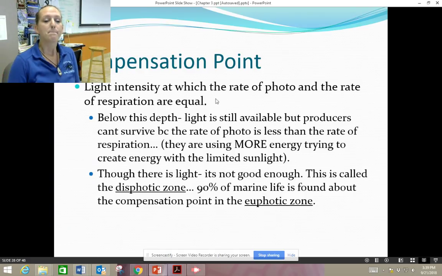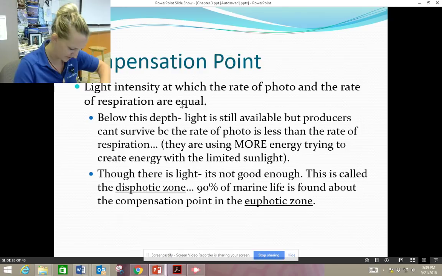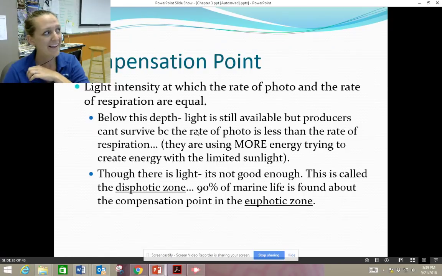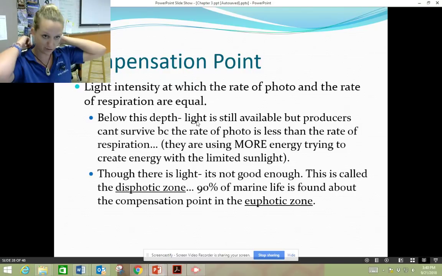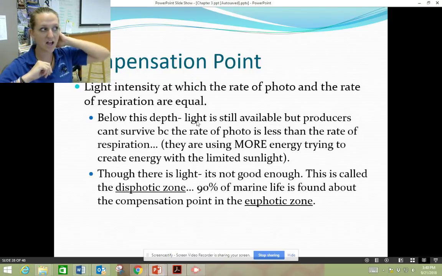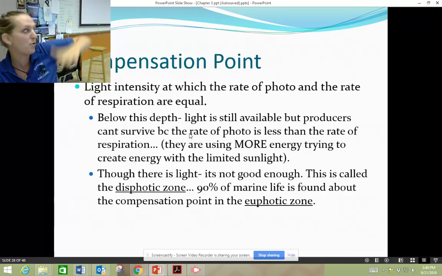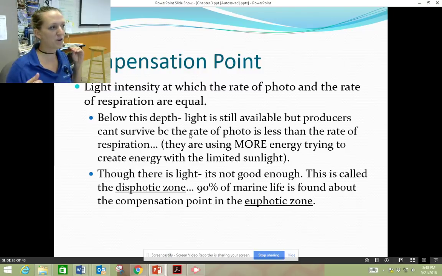So below this point, below this compensation point, below this depth, light is still available, but it is not strong enough to continue doing photosynthesis well. Their respiration isn't going to stop, though. They don't respire more if they're at the top or more if they're at the bottom. They're going to respire no matter what. Same thing with us. Our respiration doesn't change throughout the day unless we're exercising. It pretty much stays the same.